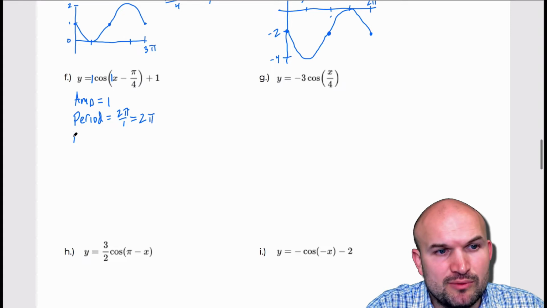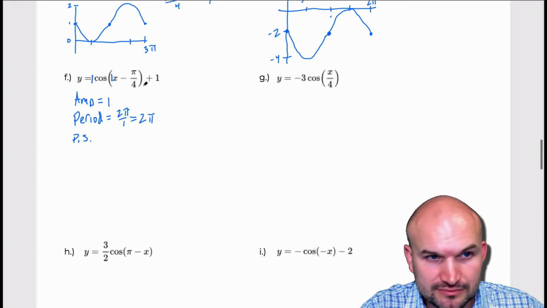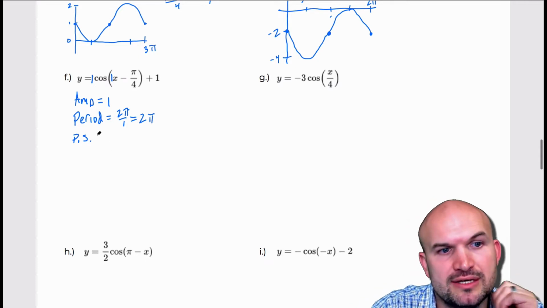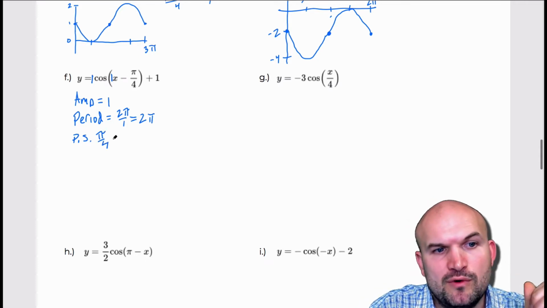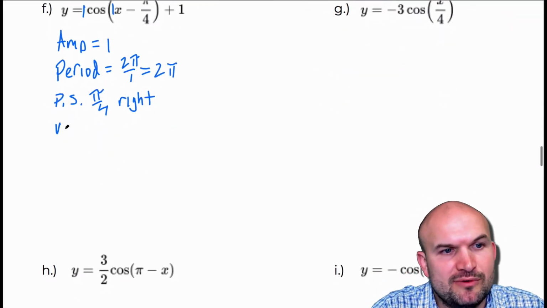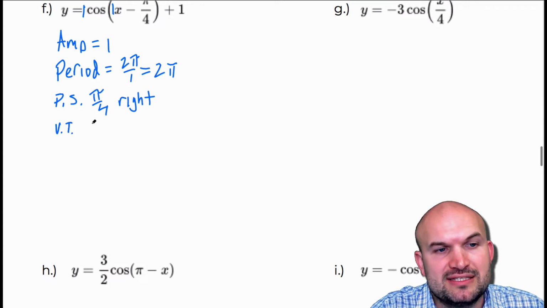The next thing is I'm going to want to determine my phase shift. And you can see this graph is being shifted pi over 4 to the right. So I'll just write pi over 4 to the right. And then I have my vertical transformation, and that's going to be shifting up 1 unit.